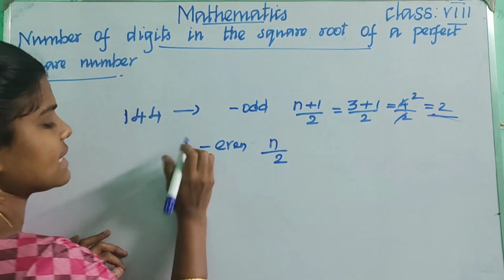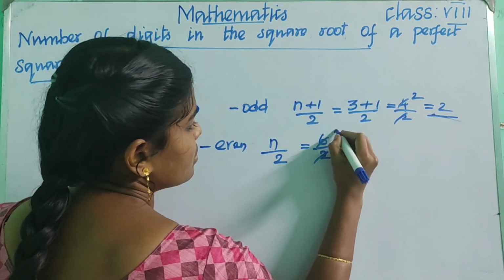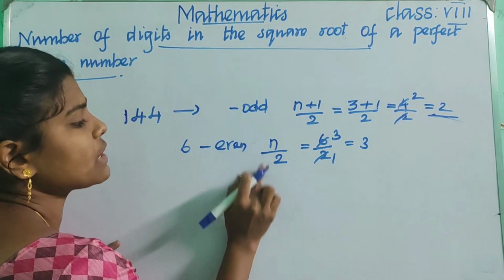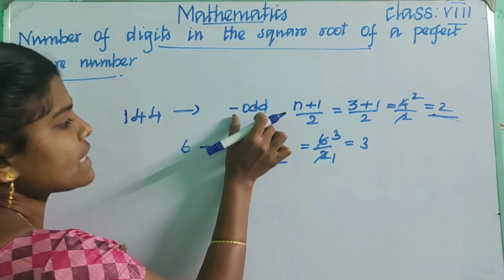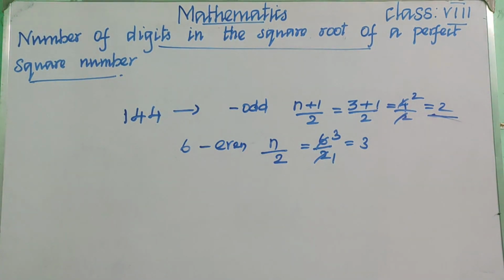If it is 6 digits, how will you get that answer? 6 by 2. So 3, right? If it is even, we need to put the formula as n by 2. If it is odd, we need to put the formula as n plus 1 by 2. Okay children, just keep this in your mind. It will be useful to check the answer.